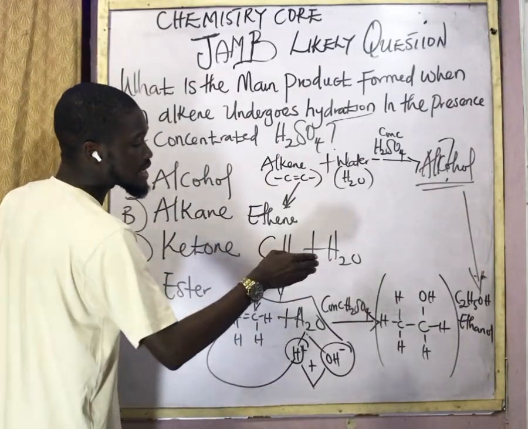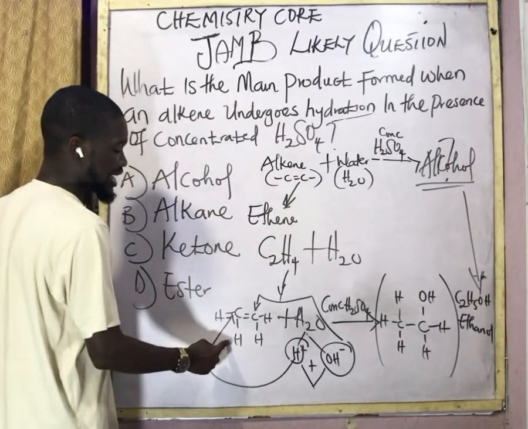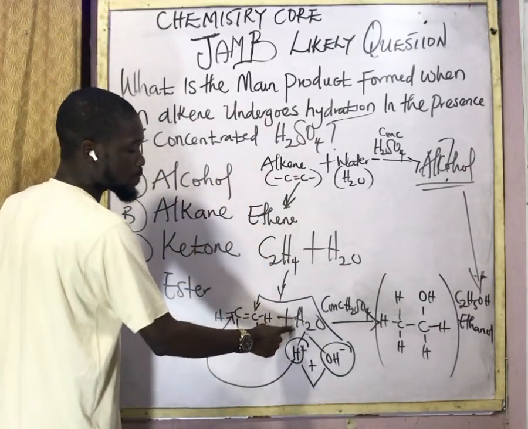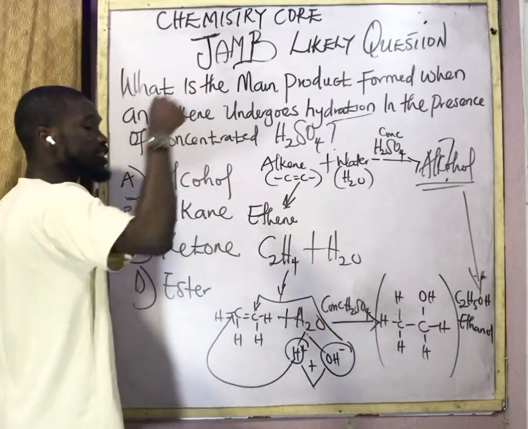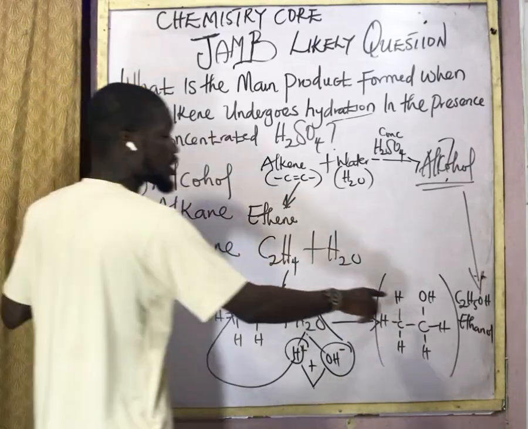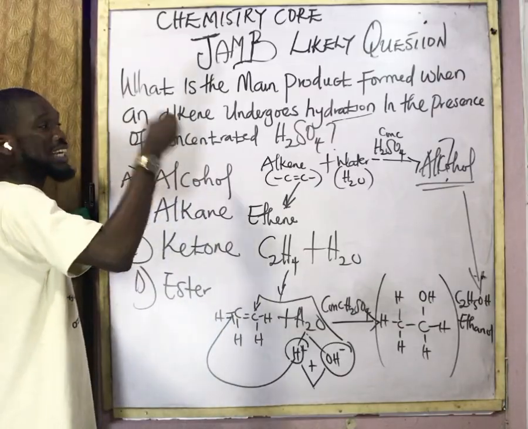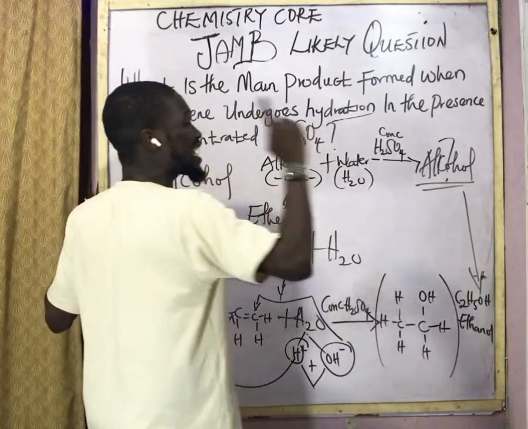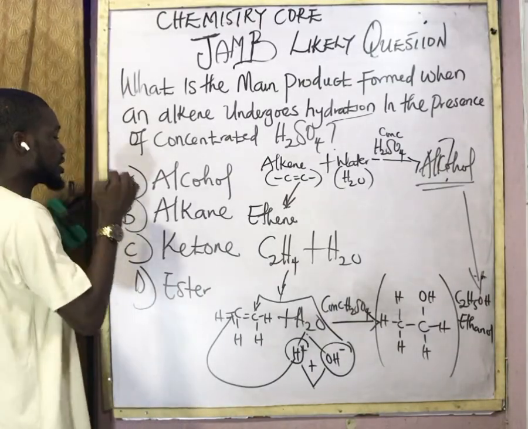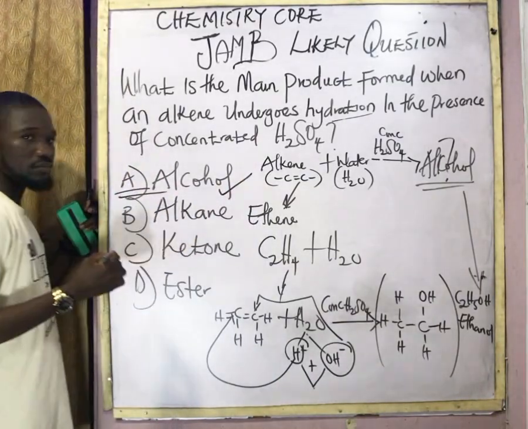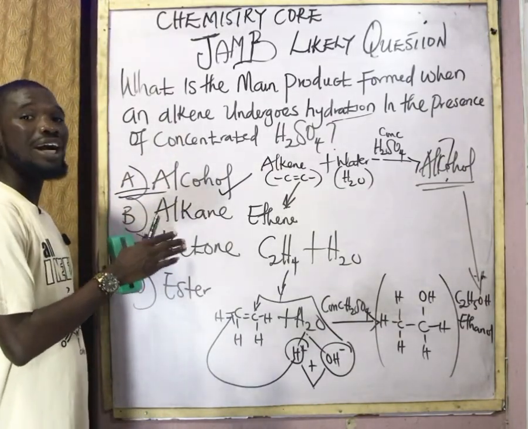So, guys, since we know that when the first member of alkene, which is ethene, reacts with water in the presence of conc sulfuric acid, the main product gives us ethanol. So the main product from the question, when alkene undergoes hydration, is alcohol. Let's take a look at the options. The first option, A, is the correct answer. So guys, this is how you attempt any organic chemistry question.